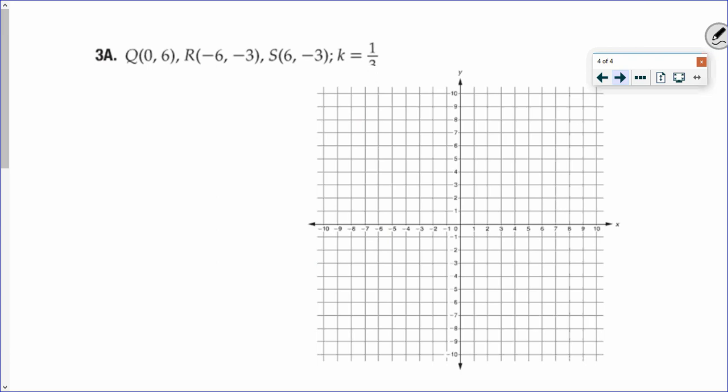All right, you guys can go ahead. Here the scale factor is 1/3. I'll leave this one to you guys.